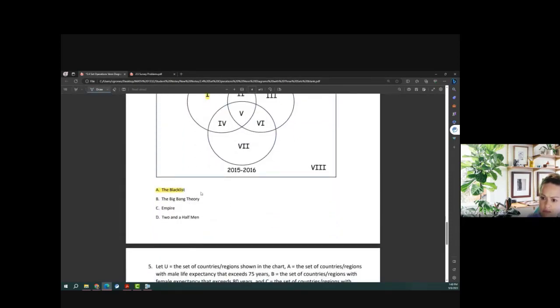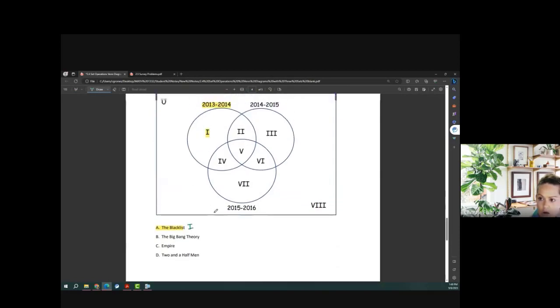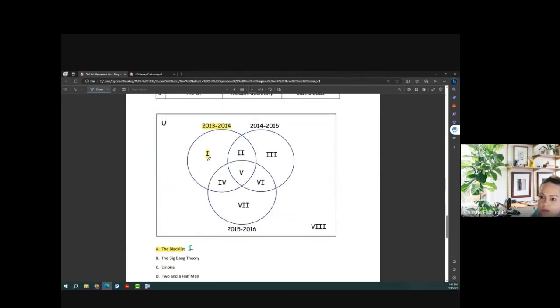So the blacklist is going into region 1. Now on these problems, they are using the Roman numerals to actually label each piece of our Venn diagram. So each different piece has a different label. Okay. The Big Bang Theory.